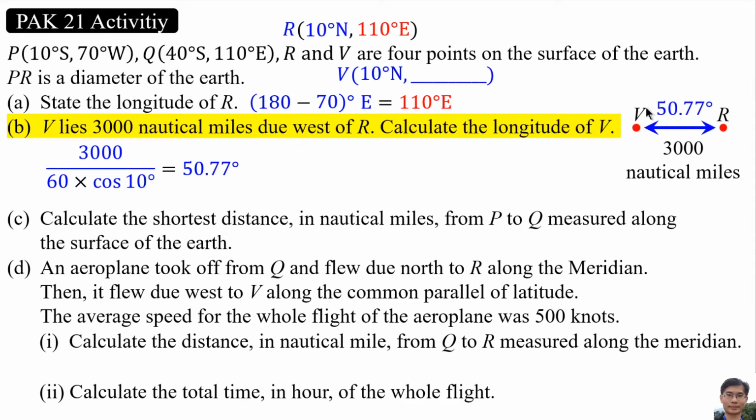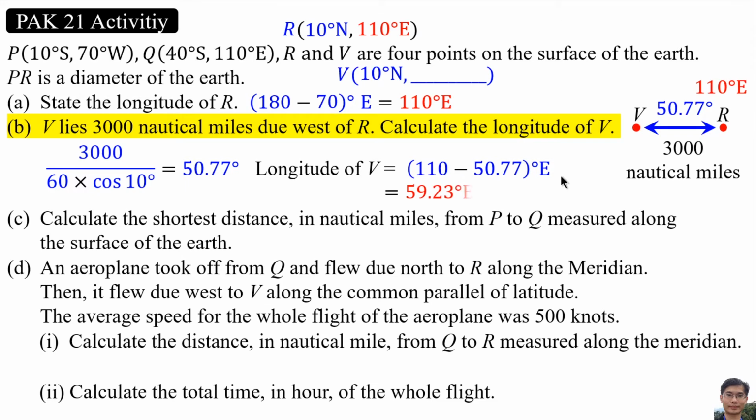So the difference is 50.77 degree. Longitude of R is 110 degree east. The difference is 50.77 degree. So the longitude of V should be 110 degree minus 50.77 degree east. So the answer is 59.23 degree east.